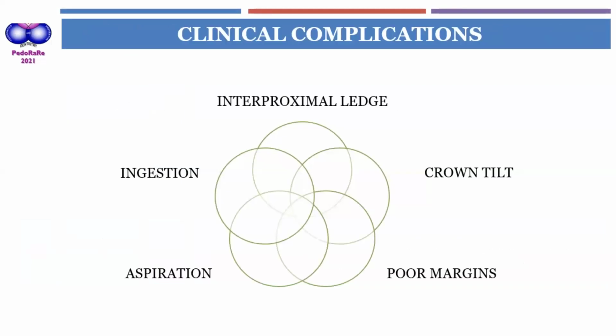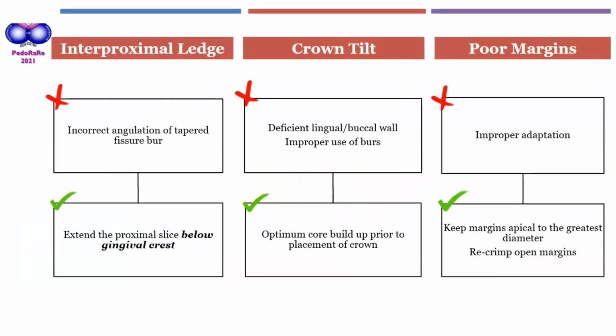What are the clinical complications which I have seen when students are learning? Interproximal ledges are created or the crown is tilted, poor margins, then there's a chance of aspiration as well as ingestion. So what are the reasons why interproximal ledges can happen? Because of incorrect angulation of the tapered fissure bur, especially on the proximal surfaces, extending the proximal slice below the gingival crest.